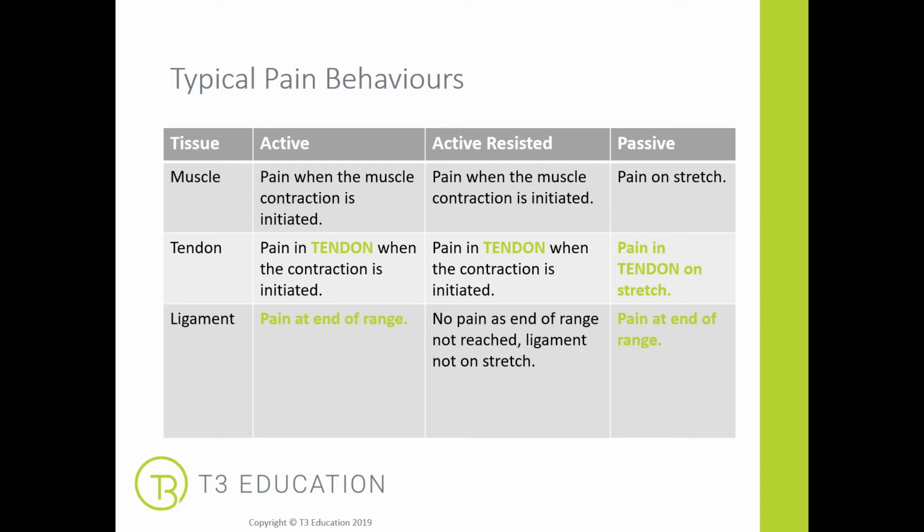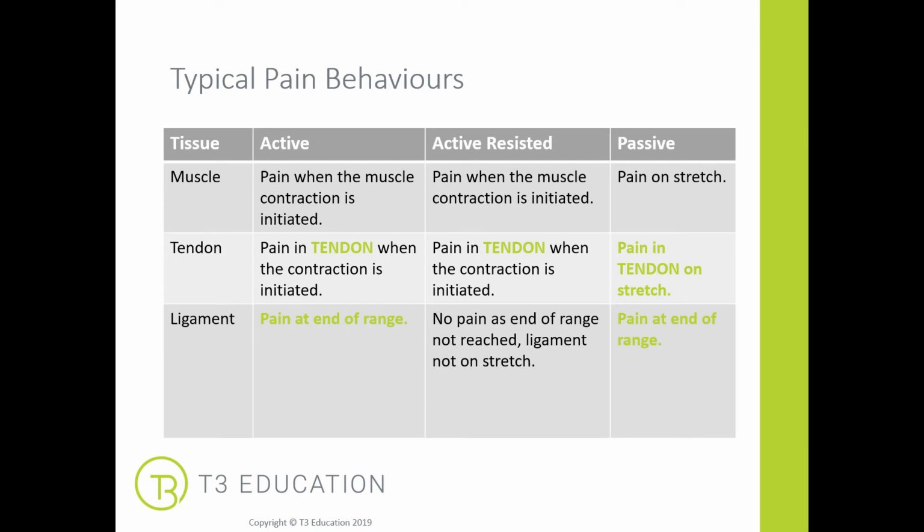Next up is tendons, same 3 tests: active, active resisted and passive. Same thing here, if your client feels pain, where and when. And the key differentiator here is the where. So they're still going to feel pain on initiation of the contraction, the difference being they'd feel pain in the tendon. So get your clients to show you where they're feeling the pain. Active resisted, same thing, pain on initiation of that contraction, but in the tendon. And again on the stretch, they would feel the pain in the tendon.